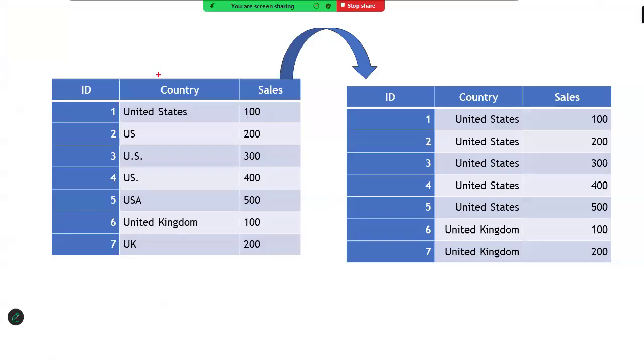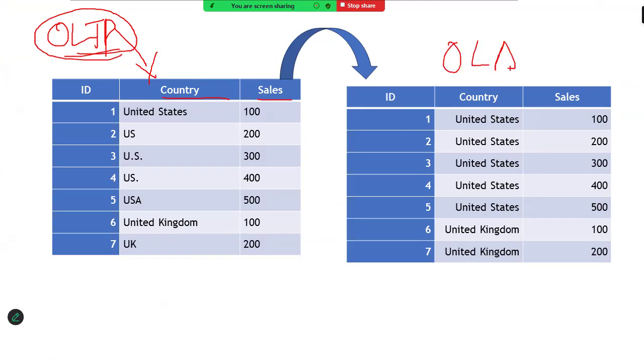This is how the data will be in the OLTP. Take this as OLTP. This is one table where we have country-wise sales. This is how the data will be in the OLTP, and this is how the data will be in the OLAP. How will the data move from OLTP to OLAP? To move the data from OLTP to OLAP, what software will help us? ETL.